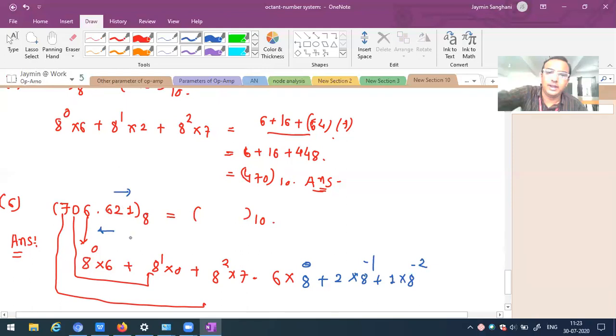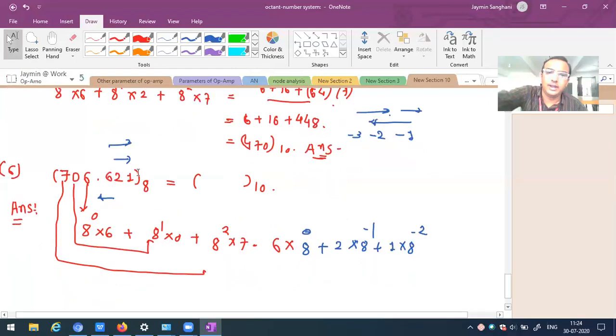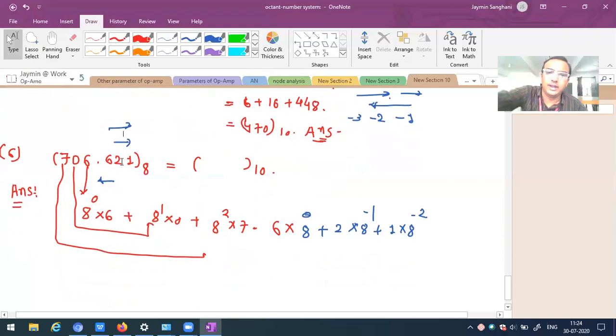Simply say, according to the fundamentals of the number line, if you move towards the left side then the power increases, and if you move from left to right, at that time the power decreases: 8 raised to -1, 8 raised to -2, like that. Clear that point? Because according to the decimal number concept the power will decrease.